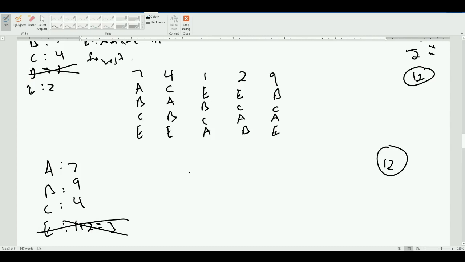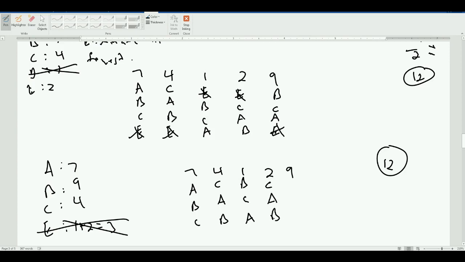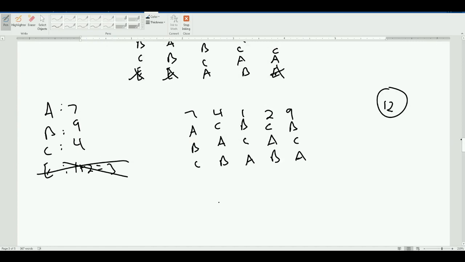So everybody moves up. 7, 4, 1, 2, 9. So E is eliminated. So now we recount. Everybody moves up. We're assuming that everybody still votes the same. They just move their votes up. BCA, CAB, BCA. So now we have 3 candidates, A, B, and C.